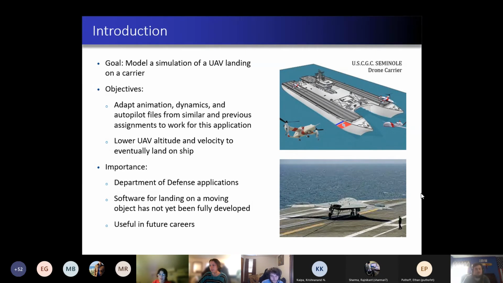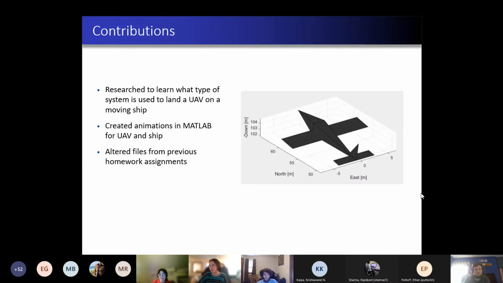From research, I found that the software for this has not been fully developed yet, and this could be useful in our future careers, especially if we work for the Navy or something. For the contributions, we researched to learn what type of system is used to land a UAV on a moving ship. Then we created the animations in MATLAB for our UAV and our ship. And then we altered our files from previous homework assignments and projects from this class.